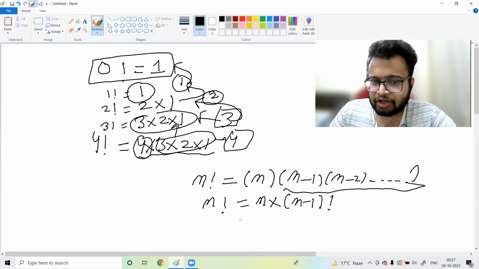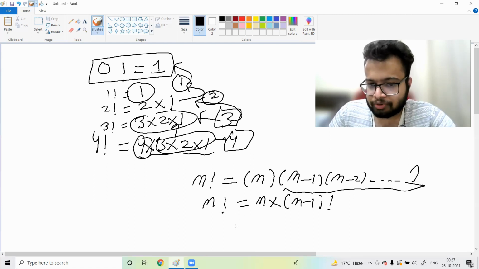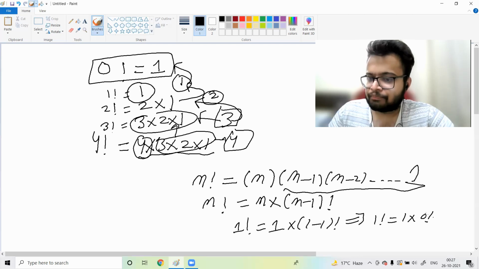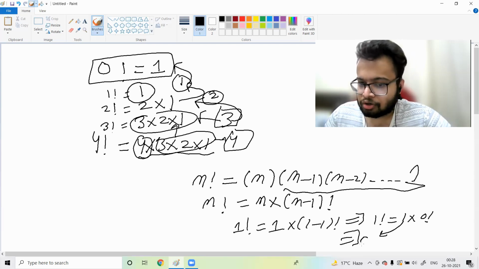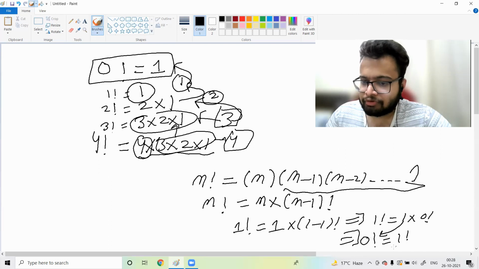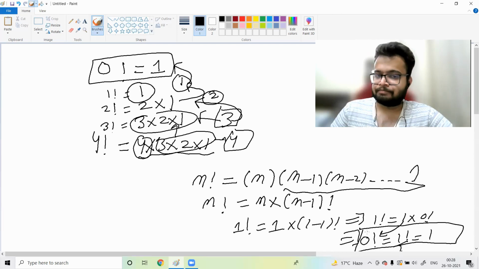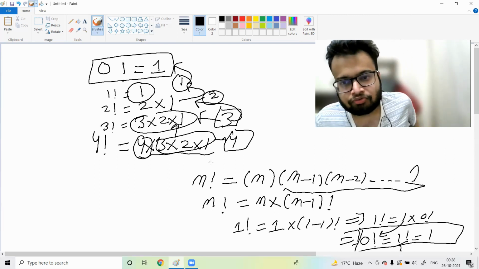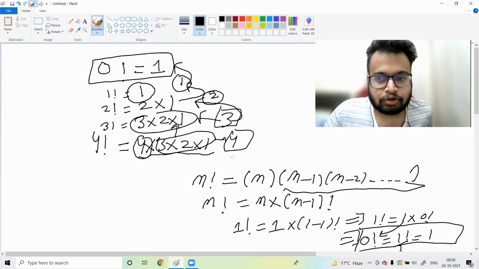Now if I put n equal to 1 on both sides, this will be 1 factorial is equal to 1 into 1 minus 1 factorial, which is further equal to 1 factorial equal to 1 into 0 factorial. And if I bring it over here, my 0 factorial will be equal to 1 factorial divided by 1. And 1 factorial I know is 1. So 0 factorial is equal to 1. So this is another mathematical way to see through the formula how I have reached 0 factorial is equal to 1.